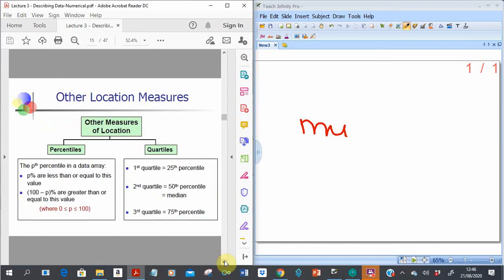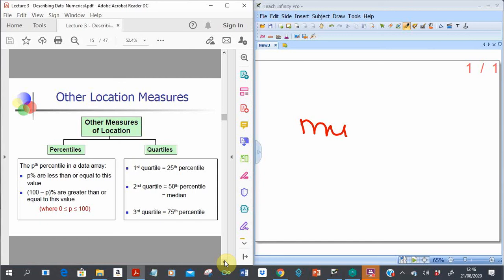So to measure location, we use percentiles and quartiles. For quartiles, we have 3. We have the 25th, the 50th, and the 75th percentile. We also have the 100th percentile, but we don't usually use it. So the 25th percentile is also known as the first quartile.